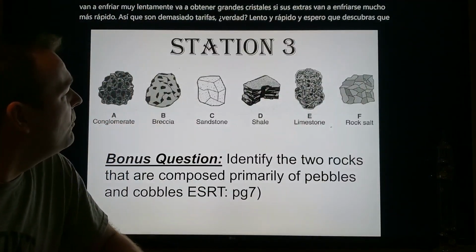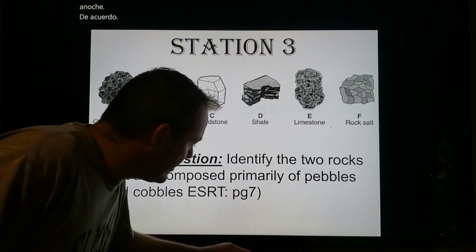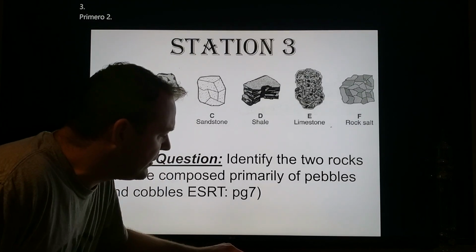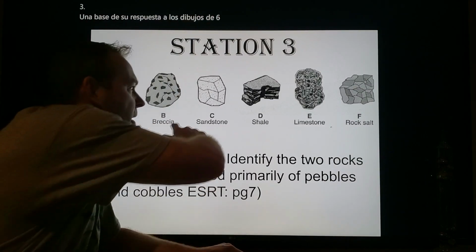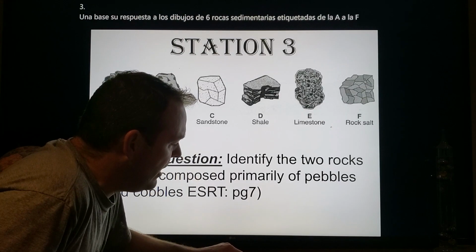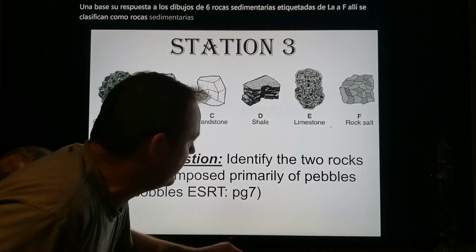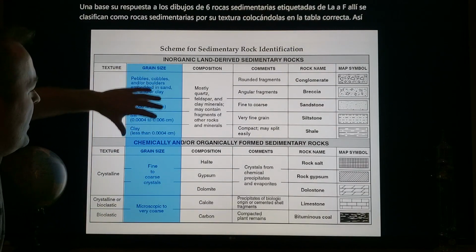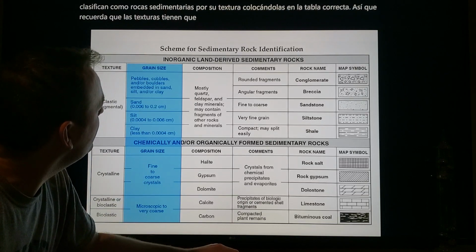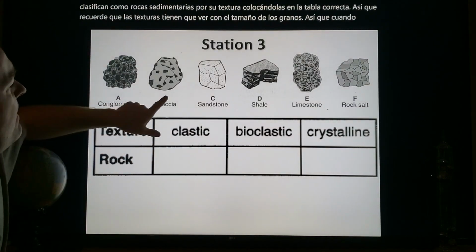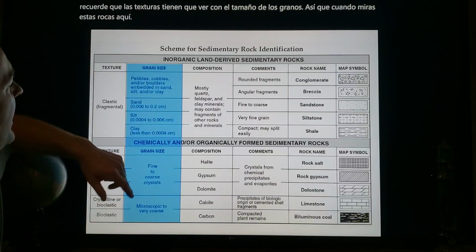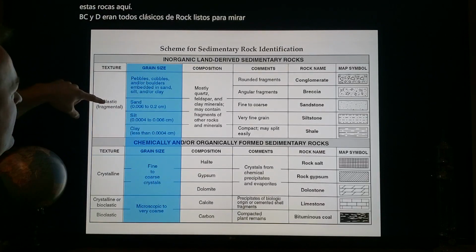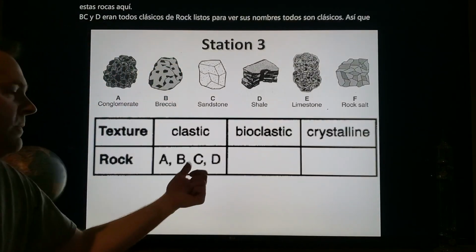Okay, moving on to station 3. It asks you first to base your answer on the drawings of 6 sedimentary rocks labeled A through F. There they are. Classify the sedimentary rocks by their texture, placing them in the correct table. So remember, the textures have to do with the size of the grains. So when you looked at these rocks here, A, B, C, and D were all clastic rocks, right? If you look at their names, they're all clastics. So that would be the texture clastic. So hopefully you put those 4 there.